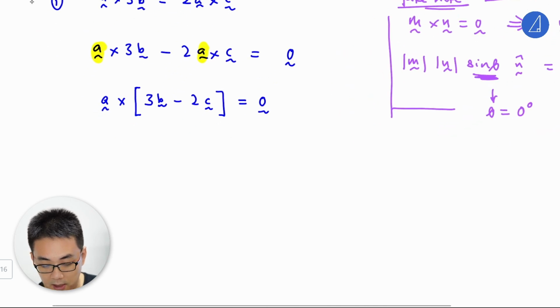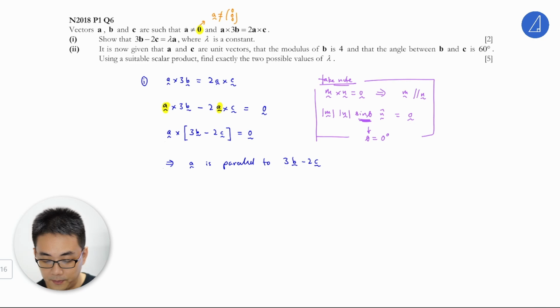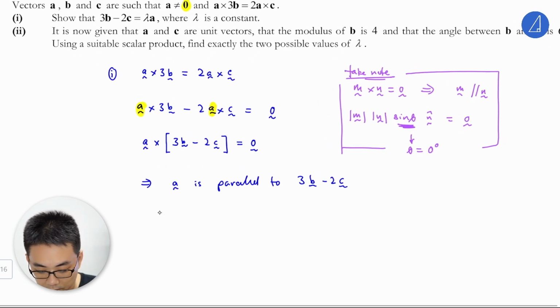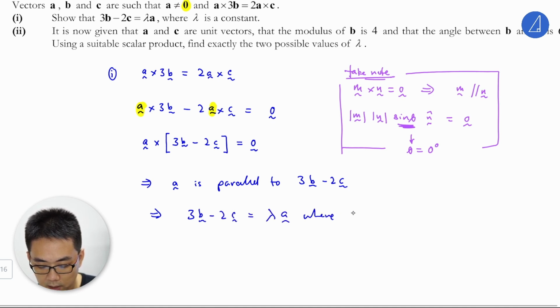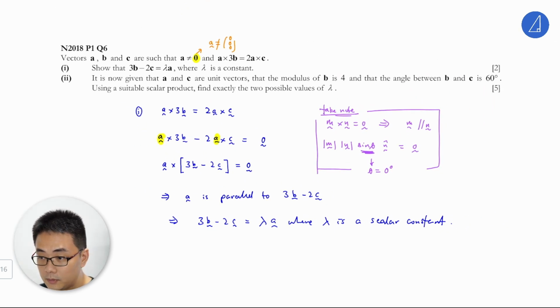So in this case, hence this shows that A is parallel to 3B minus 2C. If this is parallel to this, it means 3B minus 2C is equal to lambda A, where lambda is a scalar constant. Okay, 2 marks. Just like that.